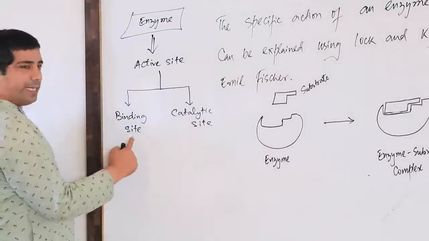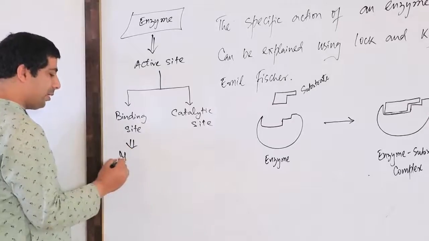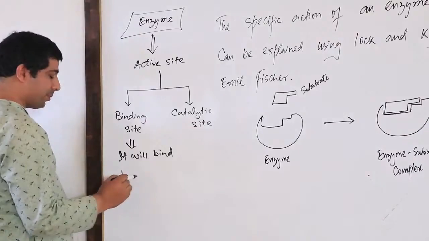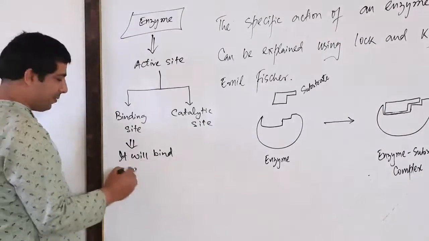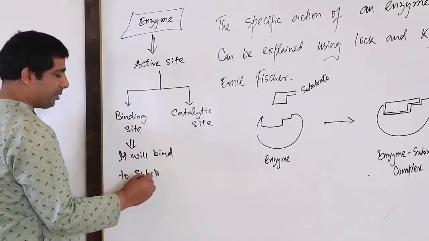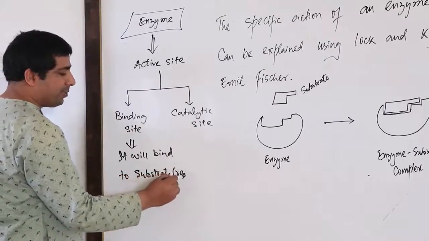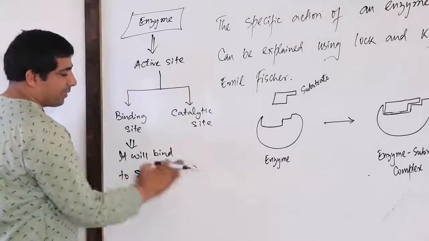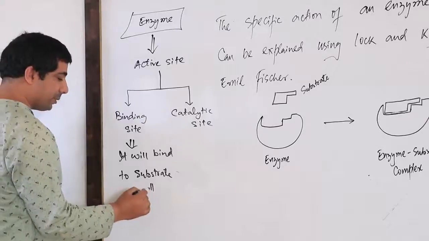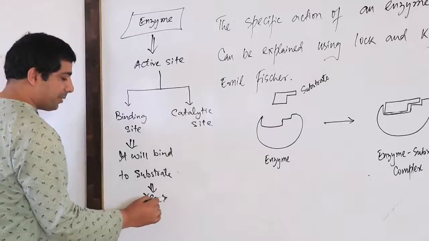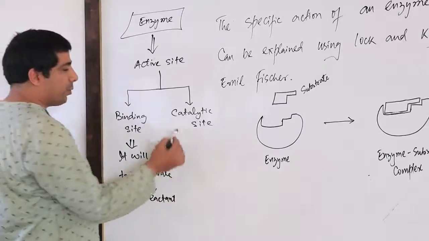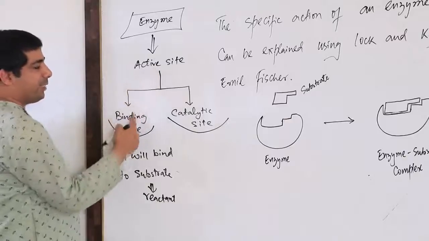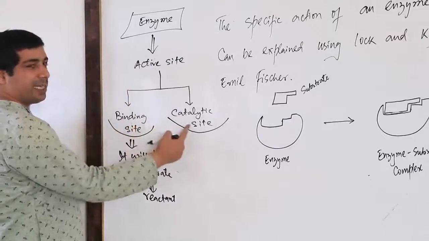What is the role of this binding site? It will bind, means it will attach itself to the substrate. Who is your substrate? Means reactant. So it will attach itself to the substrate molecule. Substrate is nothing but your reactant, correct? What is the role of a catalytic site now? This was the role of the binding site. The active site has two sites in it, binding site and catalytic site.